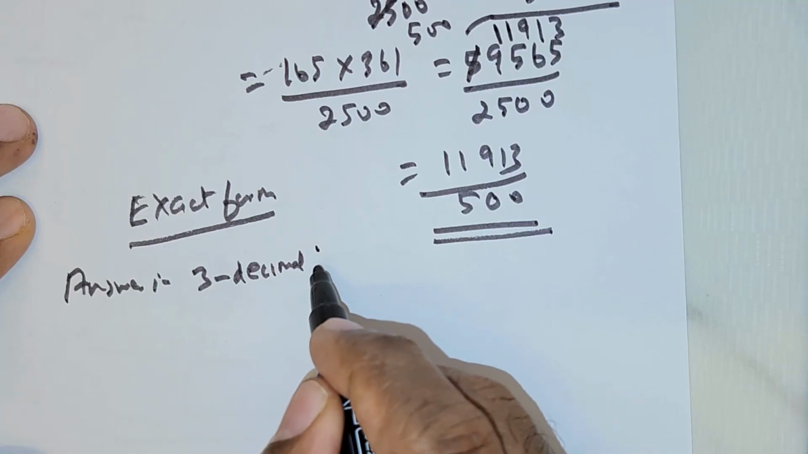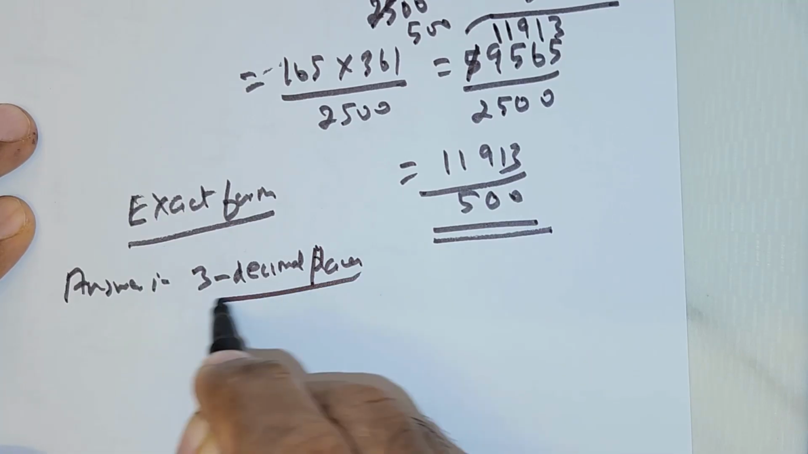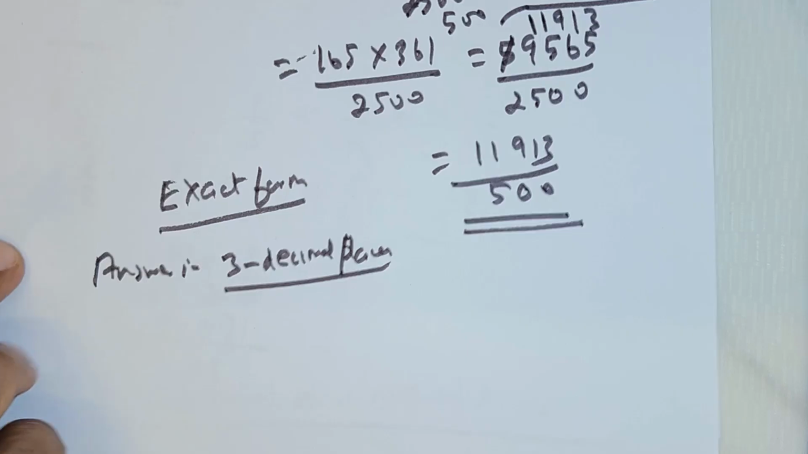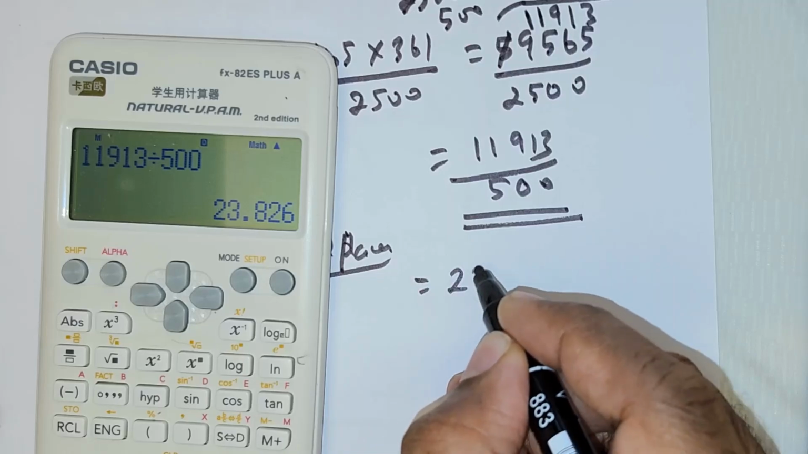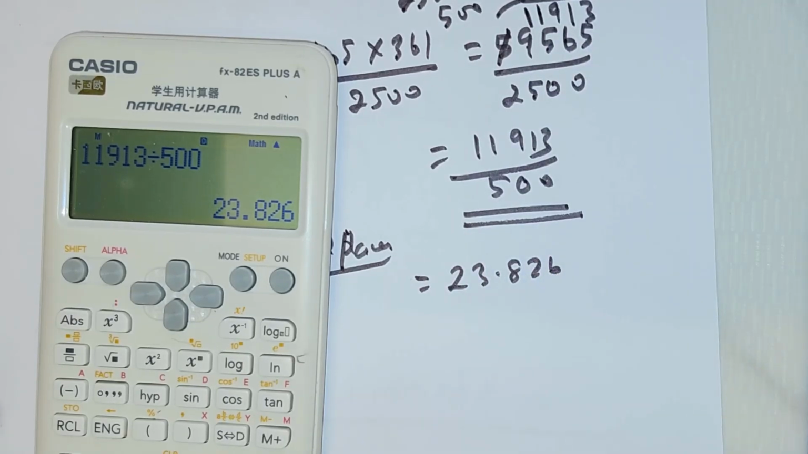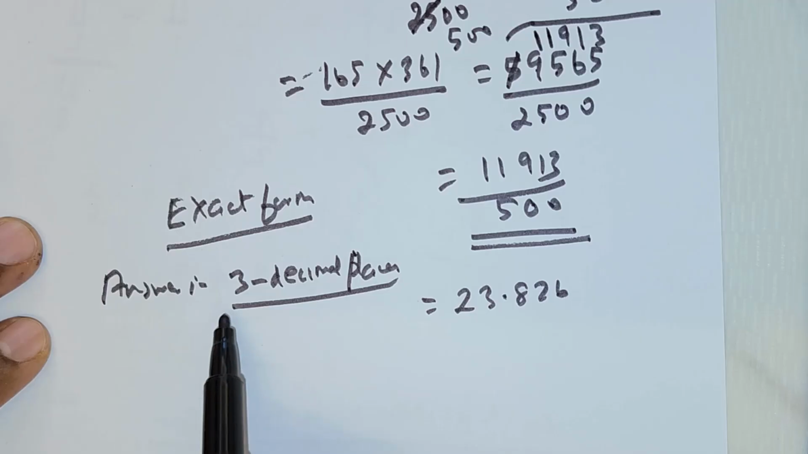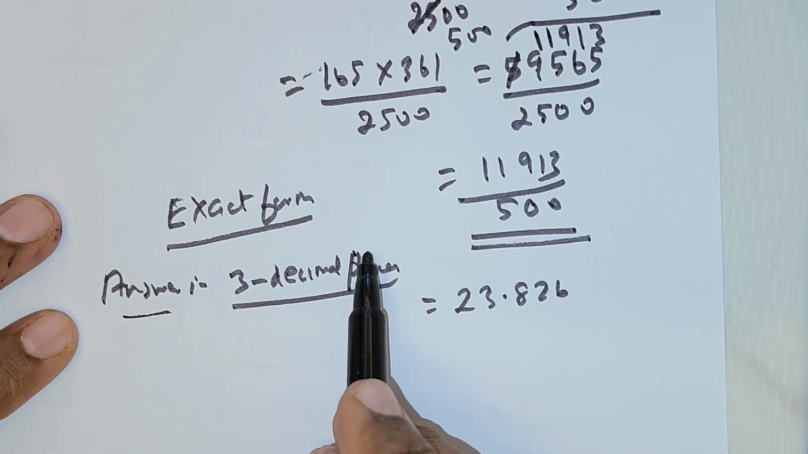okay, so what you can do then is take 11913 and you divide by 500. So what do you get? You get a value of 23.826. So they are asking us to give the answer in 3 decimal places.